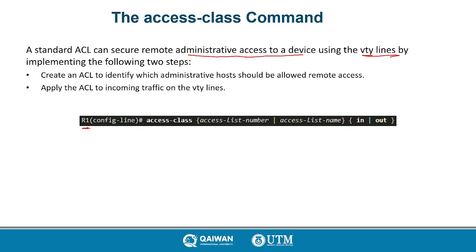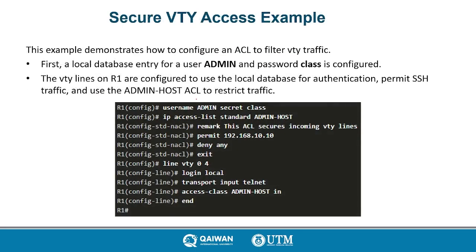The first one would be R1, and it says access-class. The access-class number, let's say it is 10, or a name like, let's say, test, and it says in or out. So we will have either in or out, and in here it says access to incoming traffic on the line VTY, so we can say incoming traffic. So now we will have an example.